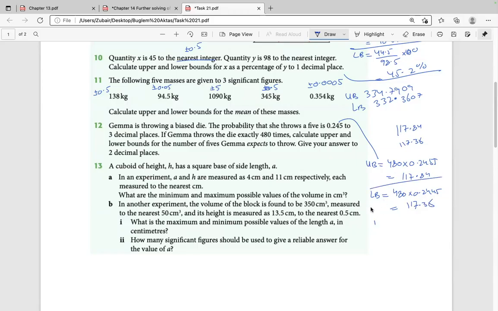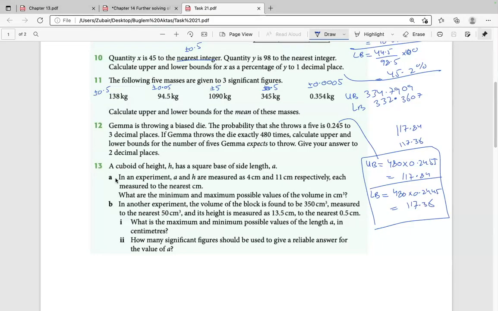Be very careful when you add this 0.0005. If you mess up with one zero, the whole question is gone. And give your answers to two decimal places. The answers were already in two decimals.